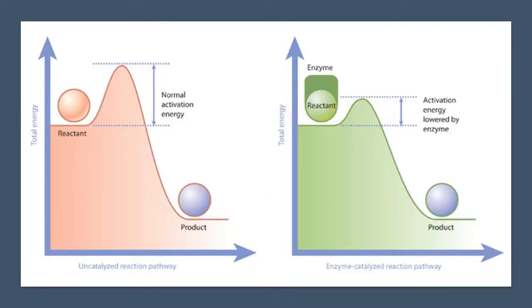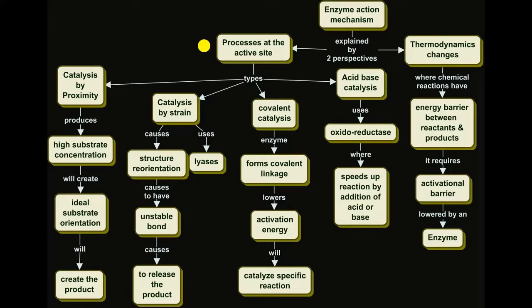And so with that, we will be looking at the different processes happening at the active site of an enzyme in its catalytic conversion. And this is the other perspective. The first enzyme action mechanism is called the acid-base catalysis. This type of reaction requires the oxidoreductase enzyme. This lowers the activation energy barrier or speeds up the reaction by the addition of acid or a base.